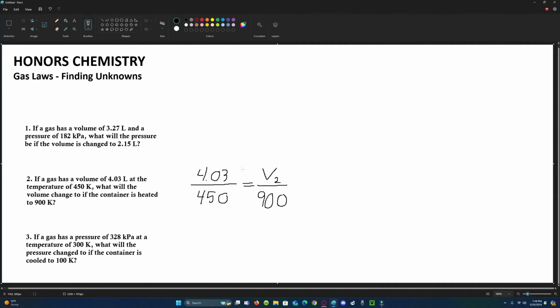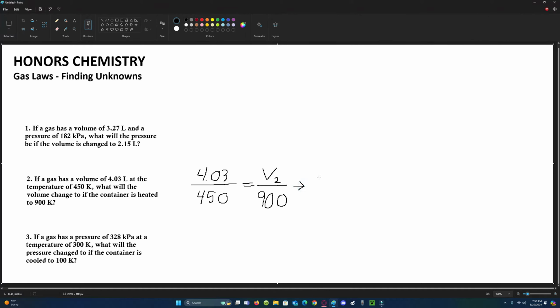Now, this can look a little bit scary to some people, but I'm here to tell you there is a very easy way to do this. And it involves cross multiplication. So, what we want to do in this case is multiply the 450 times the V2 and the 4.03 times the 900, which will look like this.